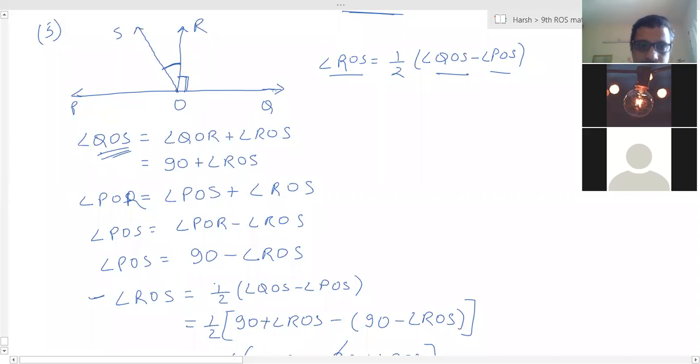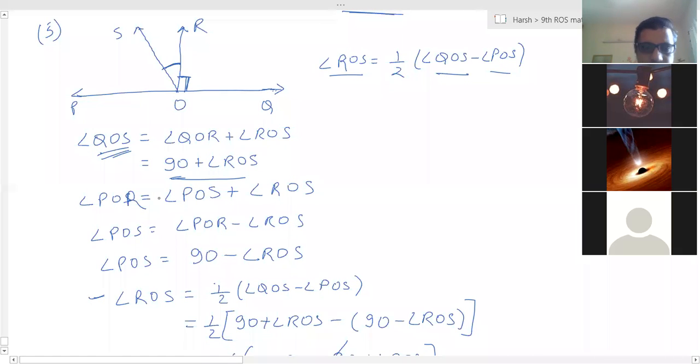QOS is equal to QOR plus ROS, which is 90 plus ROS, this is 90. So can we replace QOR as 90 and ROS as it is? Any doubt? No, sir. Now POR, POS plus ROS. We can write like that.